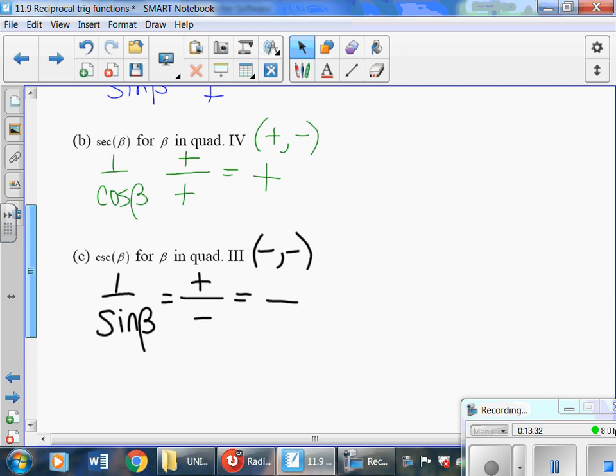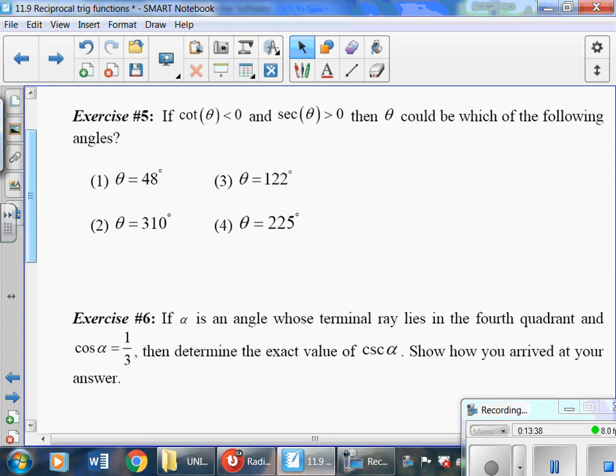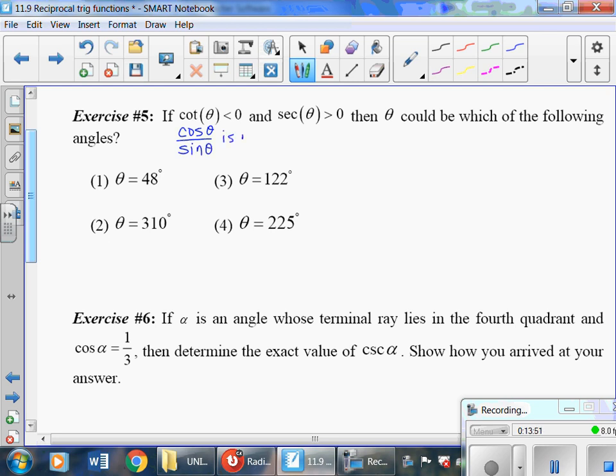All right, so going on to exercise 5. I think we're going to be able to use what we know now. If the cotangent of theta is less than 0, what does this mean? It means that the cosine of theta over the sine of theta is negative, right? That's what less than 0 means. I kind of translated it. It makes it easier for me.